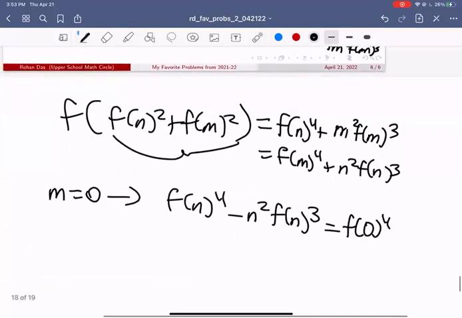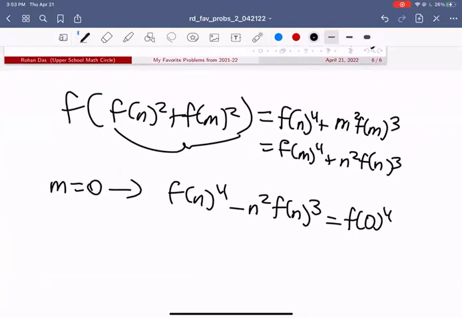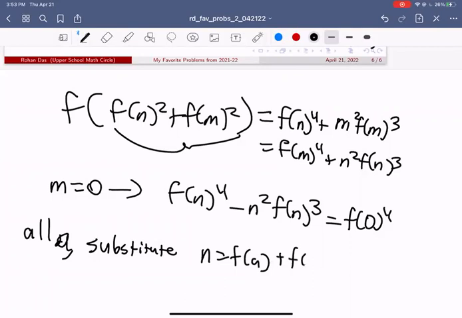But this isn't that helpful because we saw this n squared here, and we don't really have a relationship between n and f of n yet. So we want to eliminate the n squared, but we still want to know what f of n is. The only way we have figured out to do that so far is to say for all a substitute n equals f of a plus f of 0 squared.